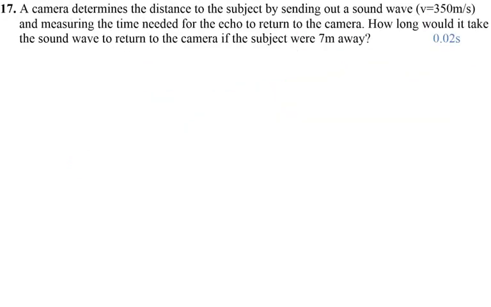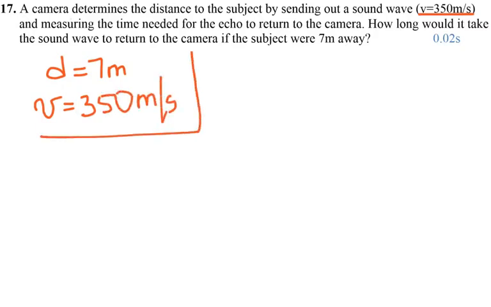A camera determines the distance to the subject by sending out sound waves, and they give you velocity in this case. So in this case, the velocity is given. And measuring the time needed for the echo to return to the camera. How long would it take the sound wave to return to the camera if the object is only 7 meters away? So they give you the distance, 7 meters, and they give you the velocity at which the sound wave travels, 350 meters per second. And they ask you how long it will take, so that's the time. And again, velocity is equal to the distance over time, and this is just the same as if the car was moving, a distance, time, velocity problem.